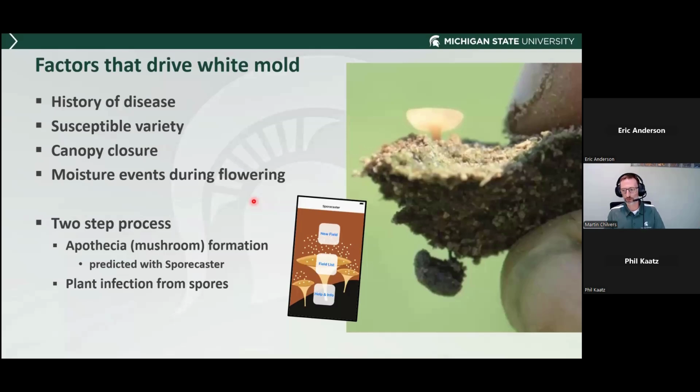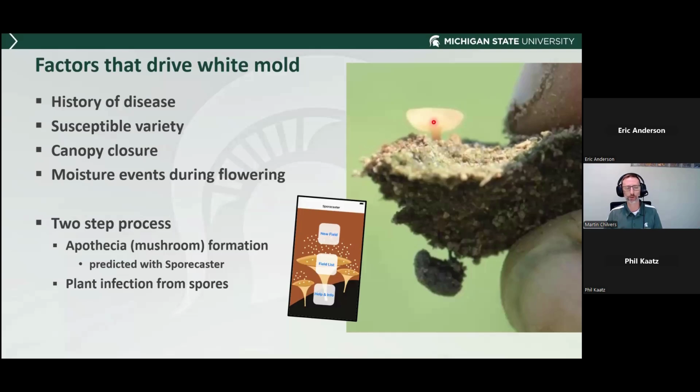Some of the factors that drive white mold: a history of disease is a really critical one. It's important to understand what risk level you have had in previous fields that you're back in with soybean or dry bean right now, because that's a key determinant of the likelihood of disease. You've got to have those white mold sclerotia surviving in the soil that can germinate to produce those apothecia, or mushrooms, that release the spores. Variety susceptibility is an absolute key piece too, and I'll show you some data about that.